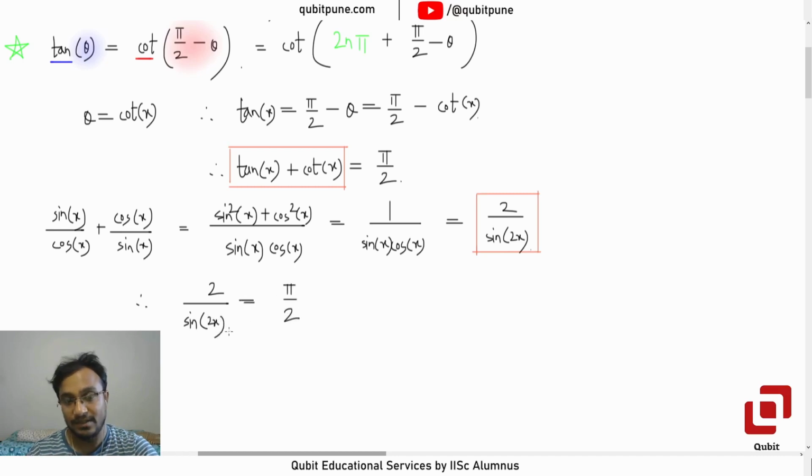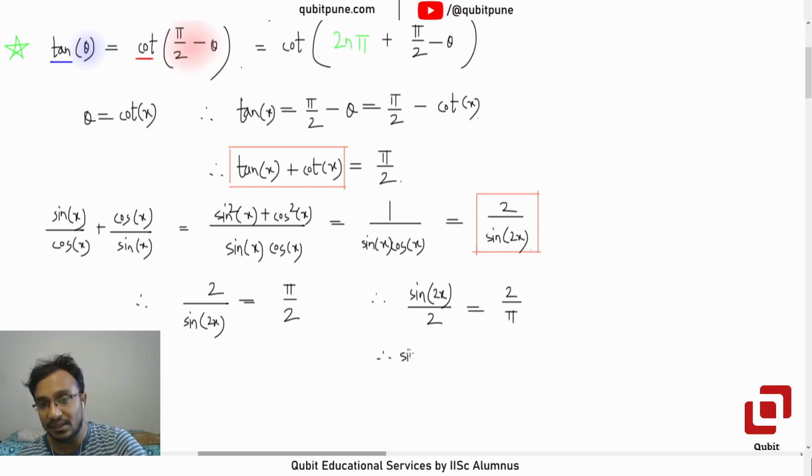Okay, 2 upon sine 2x is equal to pi by 2. Now we have to take the reciprocal. So sine 2x by 2 is equal to 2 by pi, right? Sine 2x upon 2 is equal to 2 by pi. So what is sine 2x here? Sine 2x here is 4 by pi.